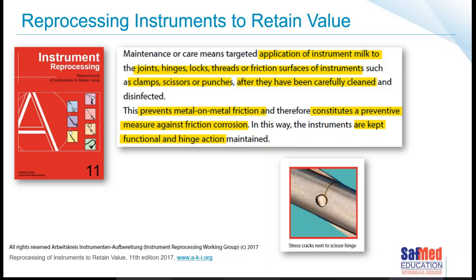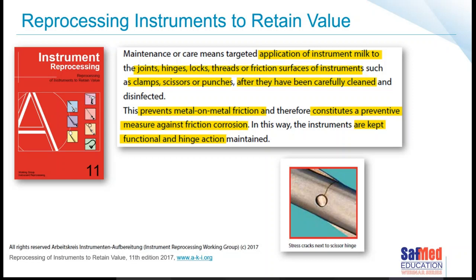So the Red Book goes on to say that maintenance or care is very important, and maintenance and care should include application of instrument milk to the hinges, joints, locks, threads, or friction surfaces of instruments, such as clamps, scissors, or punches, after they have been carefully cleaned and disinfected. This prevents metal-on-metal friction and therefore constitutes a preventative measure against friction corrosion. And this way, instruments are kept functional and hinge action is maintained.